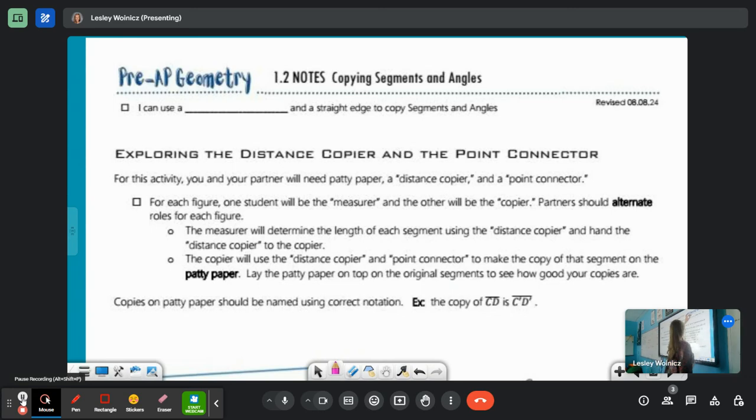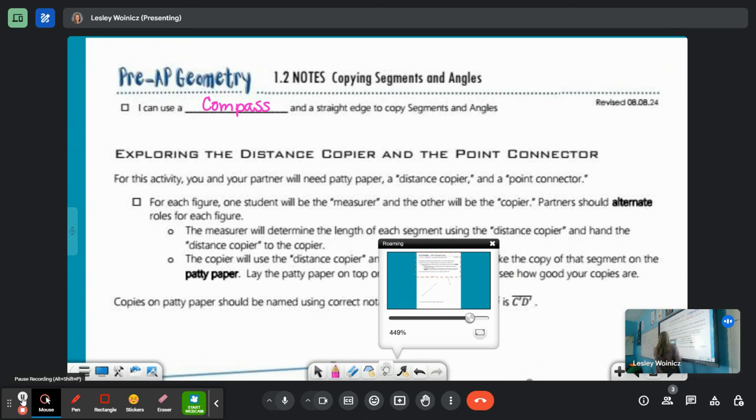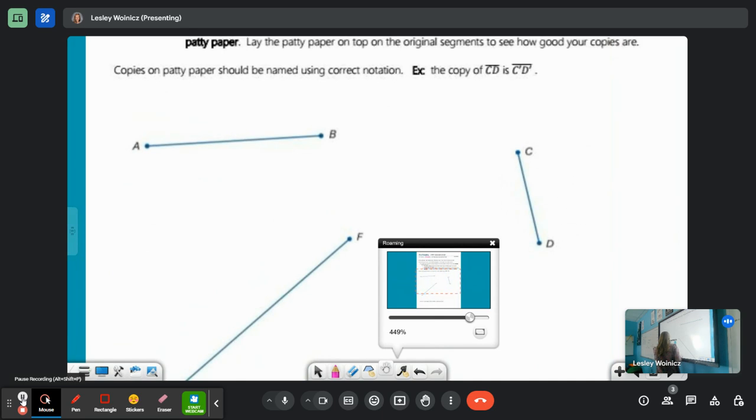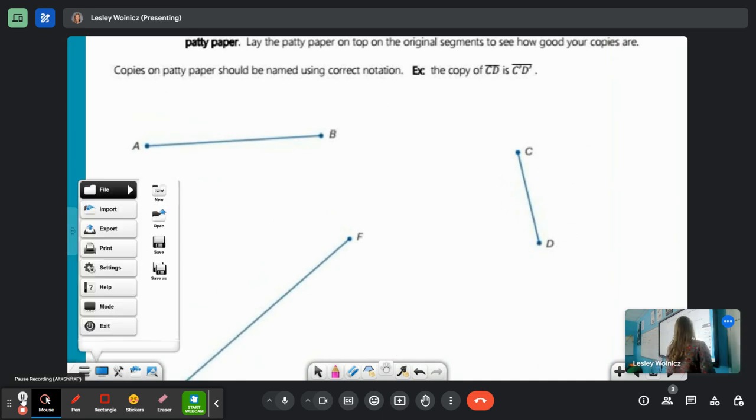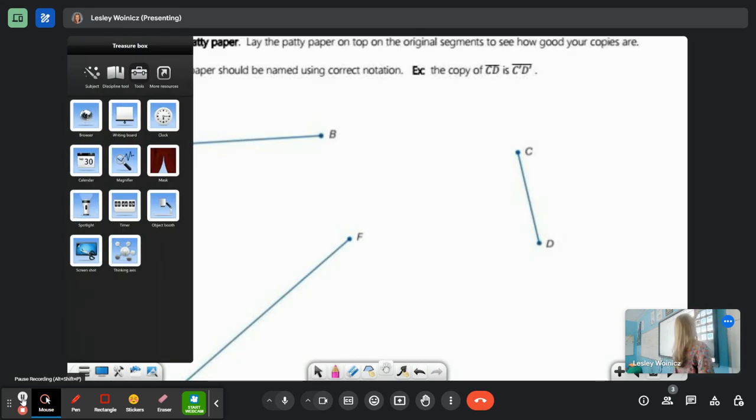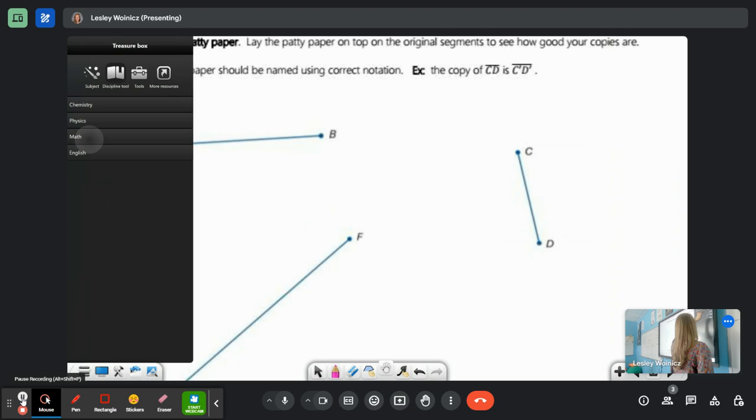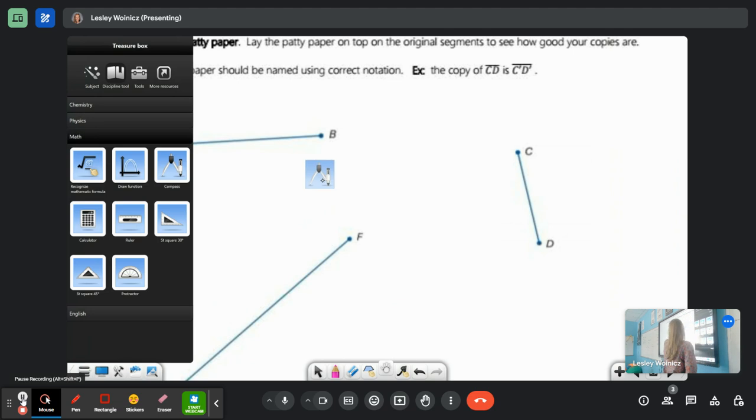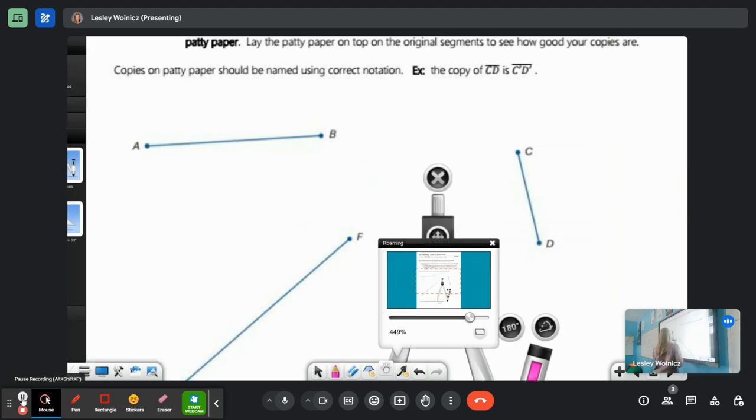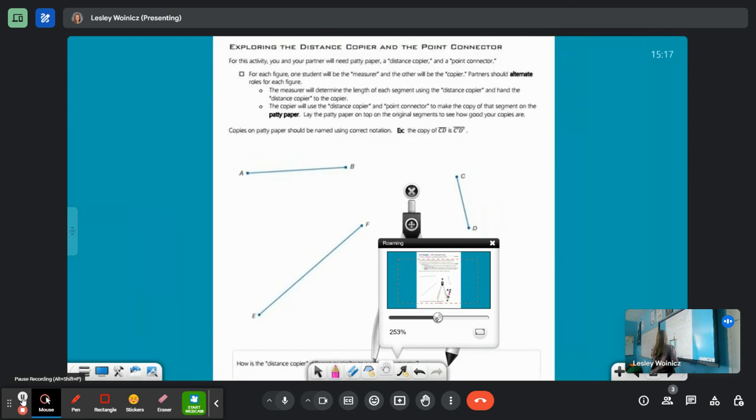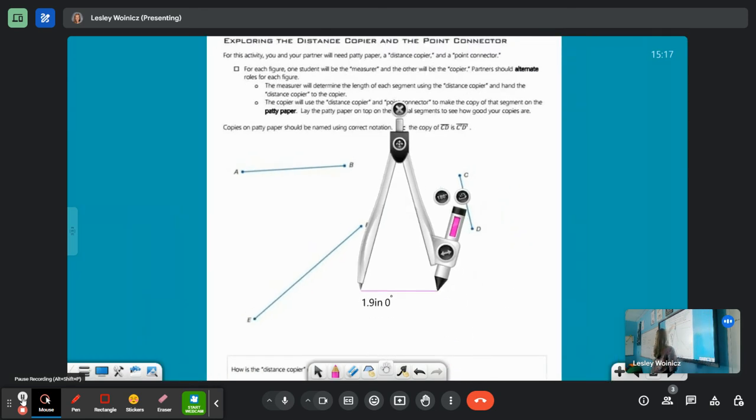Our compasses and a straight edge, and we're going to use them to copy segments and angles. So we're going to do the speedy version. Again, my compass is unnecessarily enormous. Don't know why.